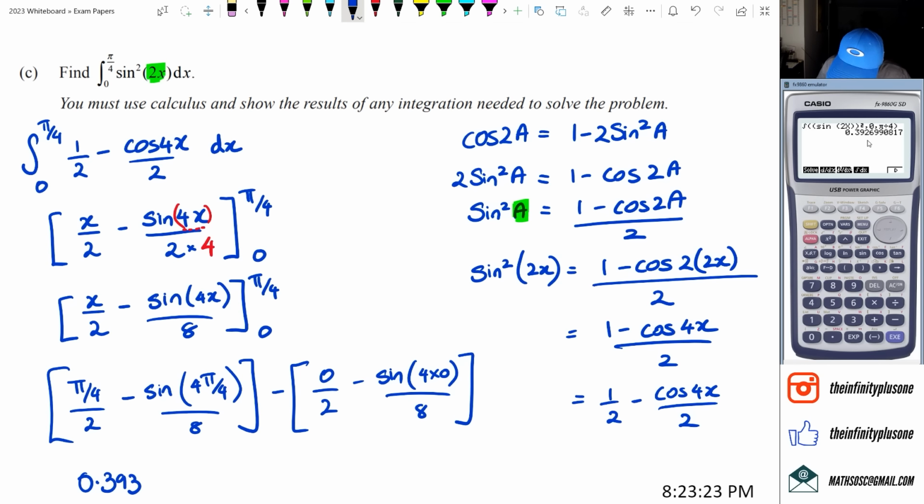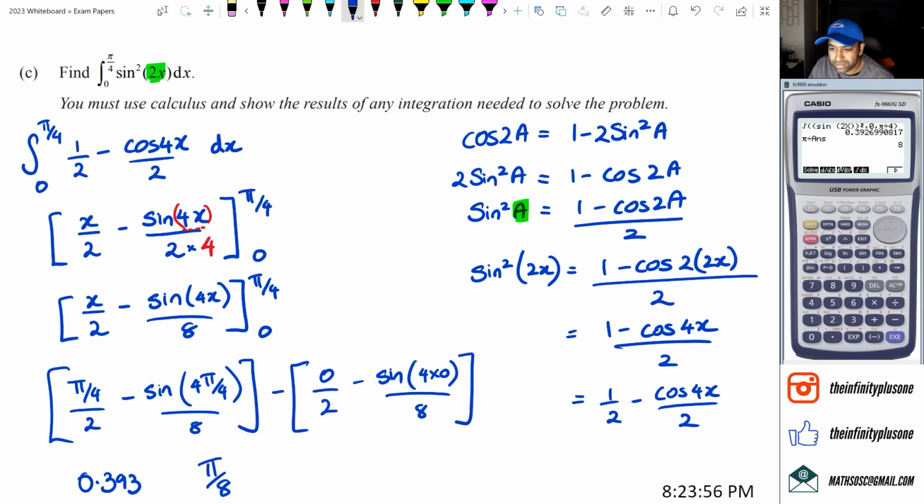So I'm going to put down 0.393. Now here's the thing, if you're really good with your pi, and you know that you had a pi in your answer, you could go shift pi and divide by the answer, and it actually gives you 8. So the trick is, you can write 0.393, or you could write your answer as pi over 8.